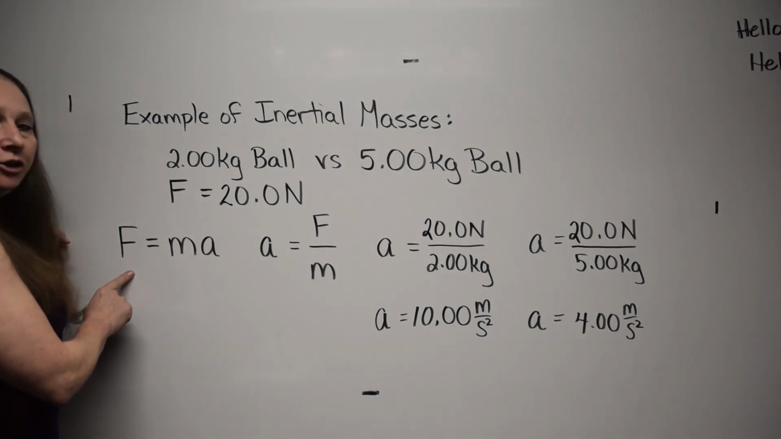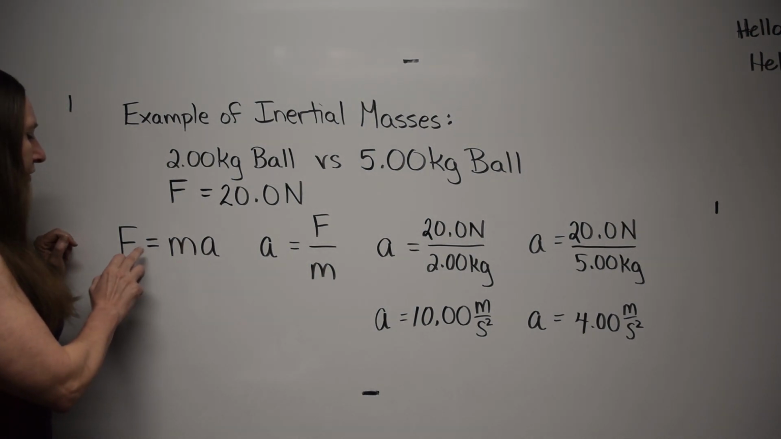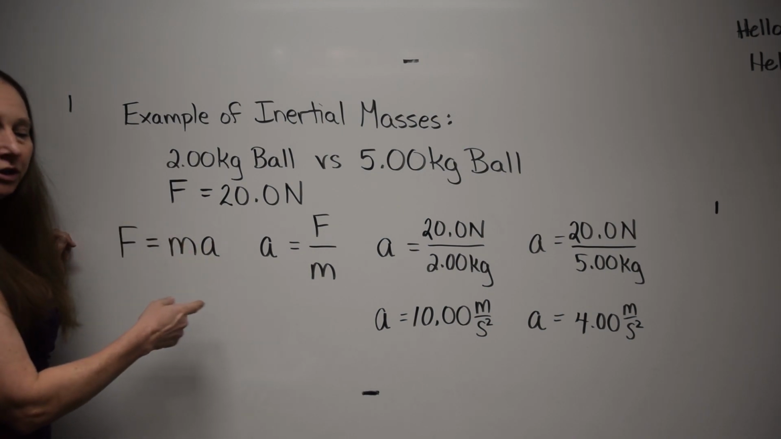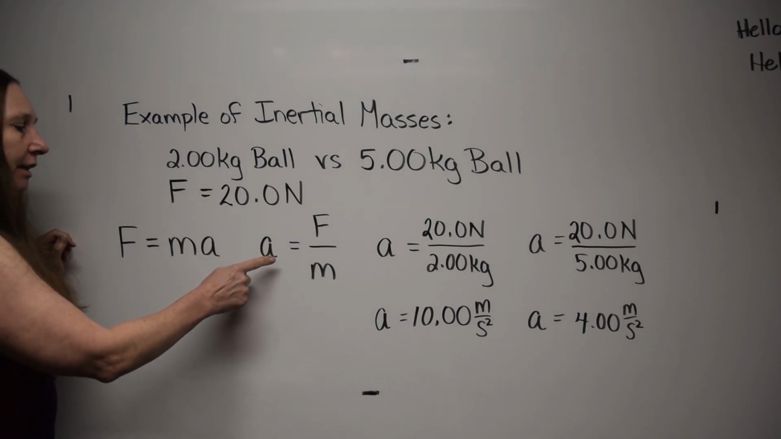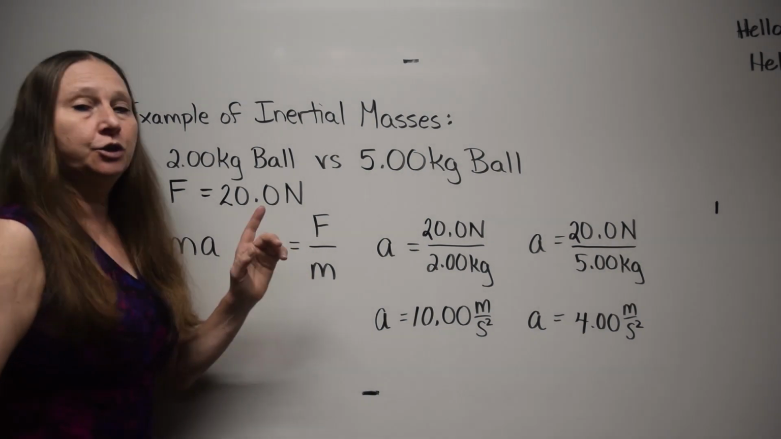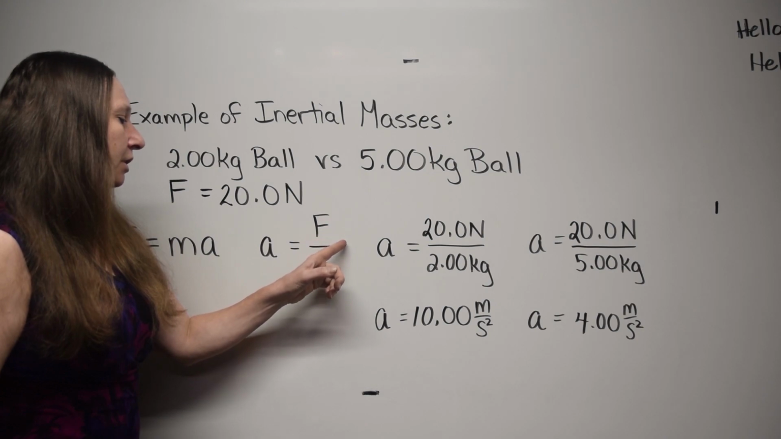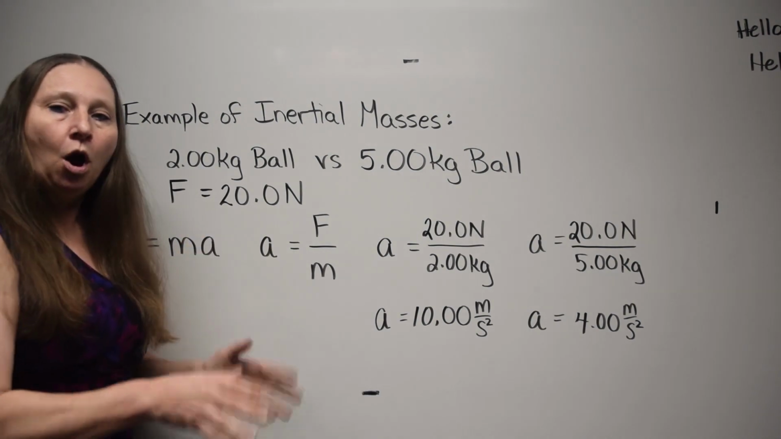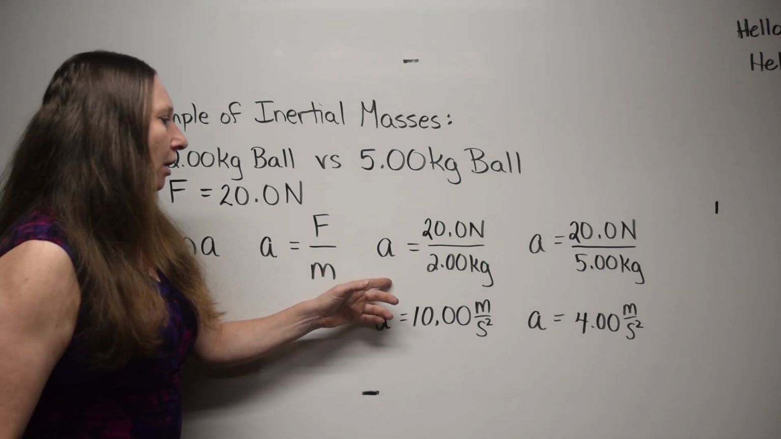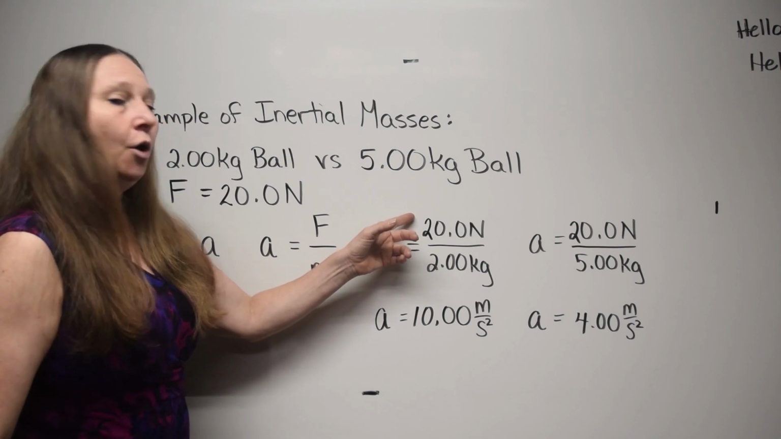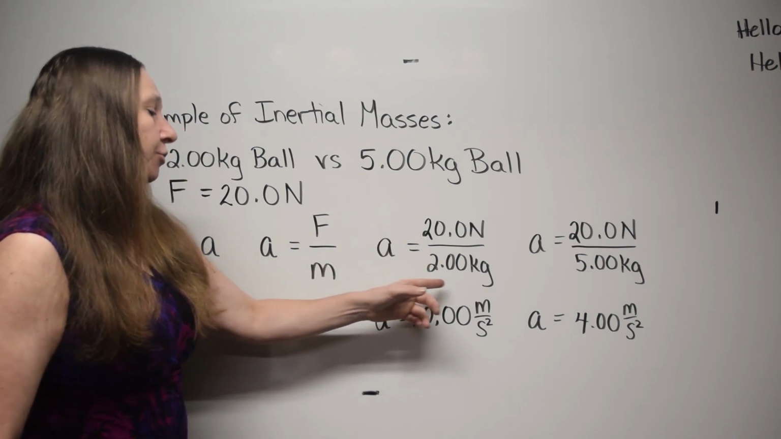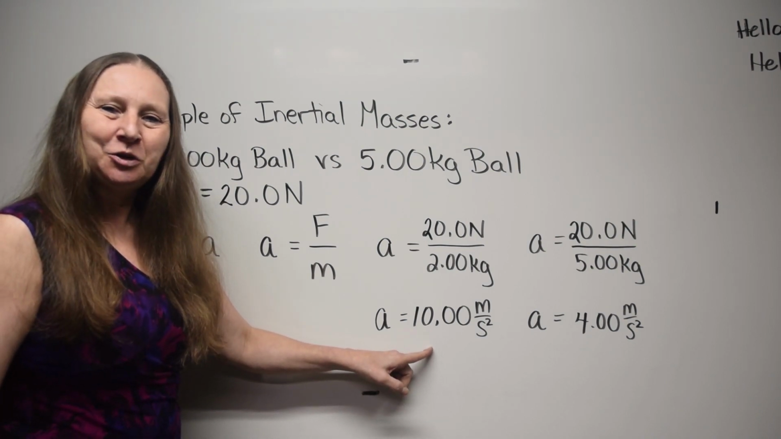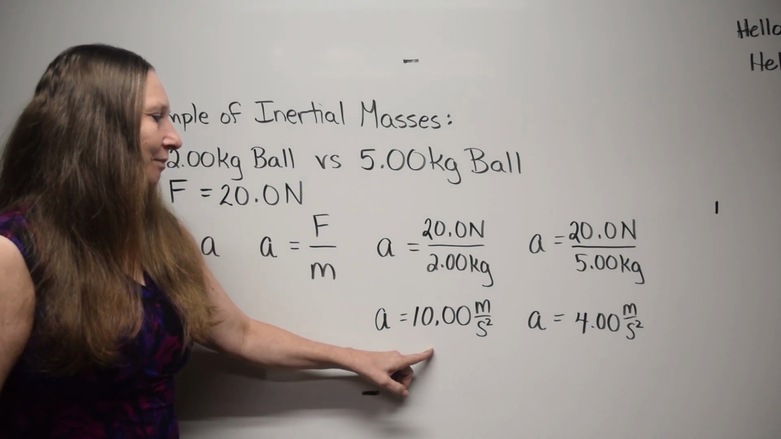Now, the equation that we'll be working with is force equals mass times acceleration, F = ma. I'm going to rearrange this equation to show that the acceleration is going to be based upon the force divided by the mass, a = F/m. So let's see what happens to each ball. For the first ball, it gets its 20 Newton force, and the mass of the ball is 2 kilograms. So the ball accelerates at 10 meters per second squared in outer space.